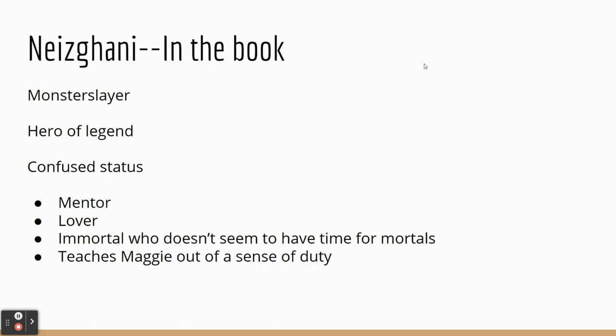We'll read her monster slayer emergence story as we go through. And so there's kind of this confusion. Is he the villain? Is he a hero? Is he something else? And by the time we get to the end, there's all sorts of weird options for Nezkahani.